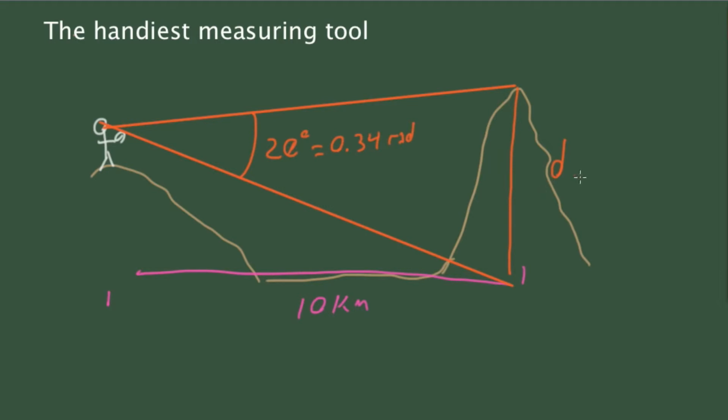So D. In this case, D is equal to theta times R. Theta, as I said, is 0.34 and R is 10 kilometers. So this is simple to calculate. The height of the mountain I'm estimating is going to be 3.4 kilometers. So if I'm planning to climb this up, I will be looking into climbing a 3.4 kilometer mountain. So that's also really nice.